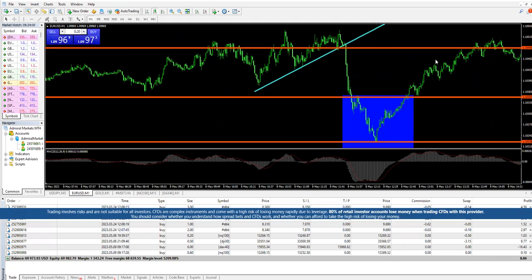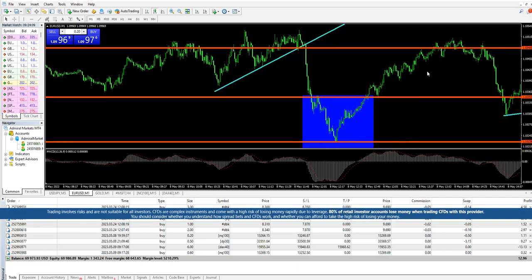One rectangle for the partial closing, 70%. One rectangle for the stop loss, somewhere here. And you will see what happens.